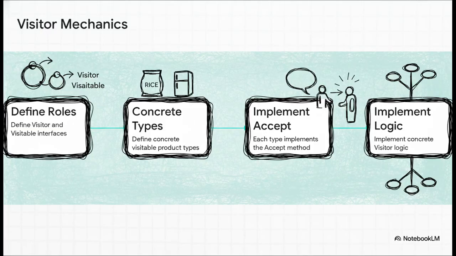Let's break down the implementation using our e-commerce cart so you can really vividly picture the code flow. You just follow these exact 4 steps. First, define 2 interfaces, a visitor and a visitable. Second, create your concrete types, like rice or fridge.